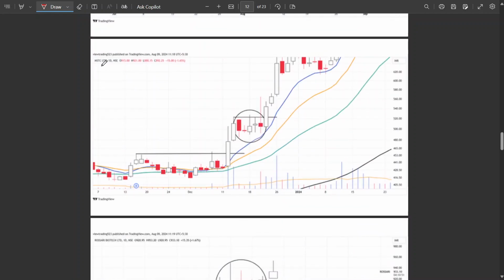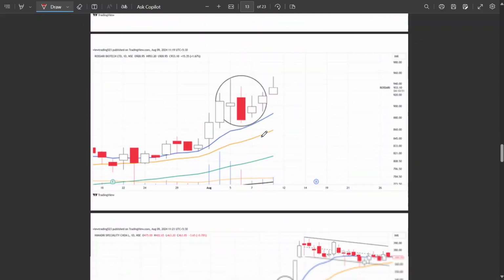Another one that I have is MSTC. This was a base breakout from here, and then for the next few days it consolidated within the range of this candle. If you see here carefully, it tried to break out but failed that day, and the next day it picked up, and then there was strong momentum from there. And again, all this is happening above the 10-day moving average and the 21-day moving average.